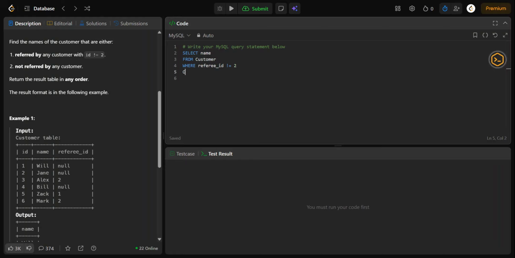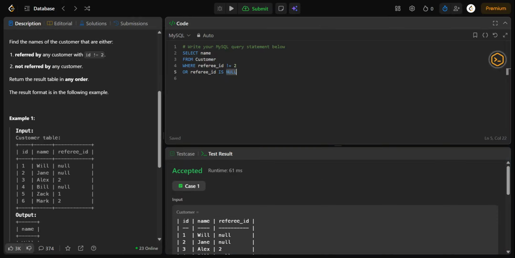Or referee ID is null. Also include customers who have no referee. So the final query will look like so. This is a very simple query. Okay, this is a very simple answer. So now let's run it. Then we will write on this query.